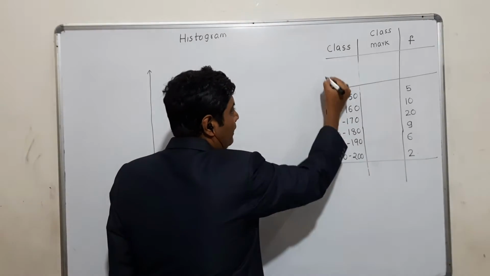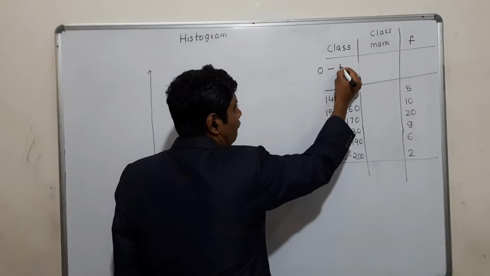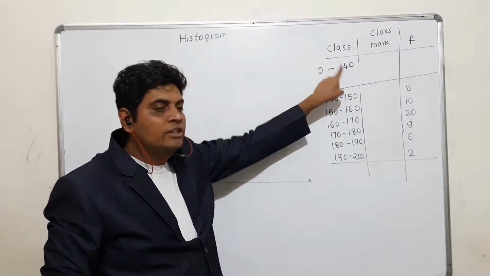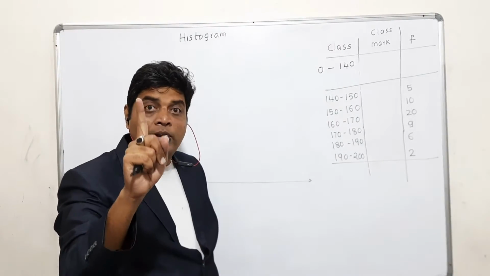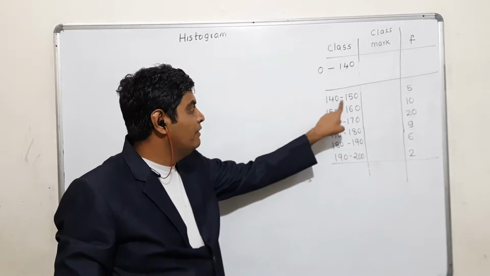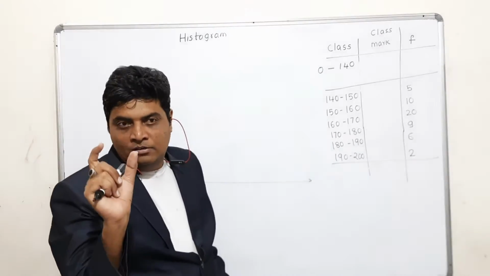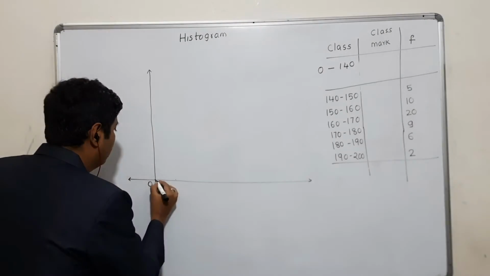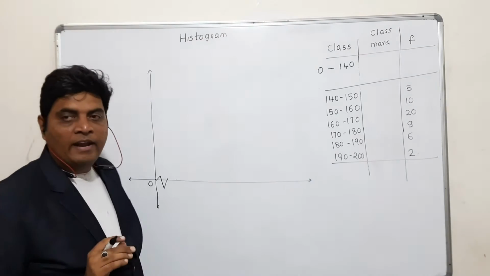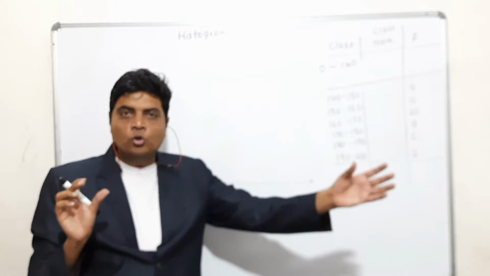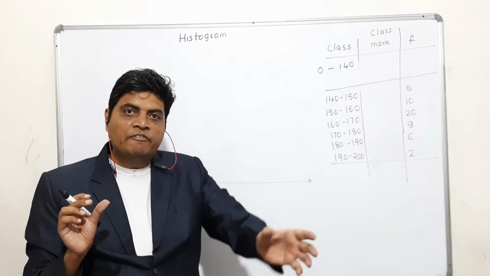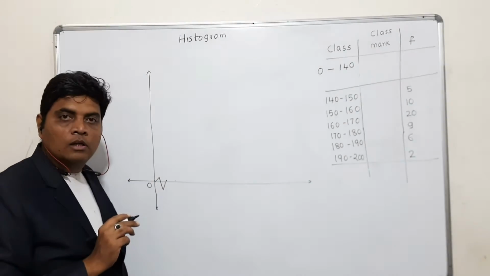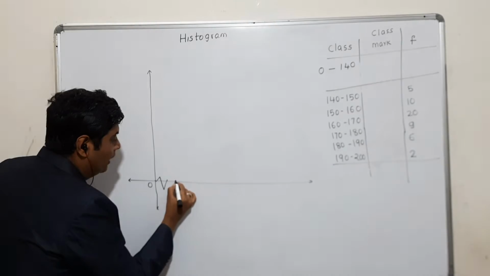Before 140, you write 0 to 140. Now what is the gap between 0 and 140? It is 140. And what is the gap between 140 and 150? It is 10. So this gap and this gap are different, so you will have a kink mark. Whenever the gap between 0 and the first lower limit is different from the gap of the other classes, you will have a kink mark. Now using the kink mark, you can start from here.